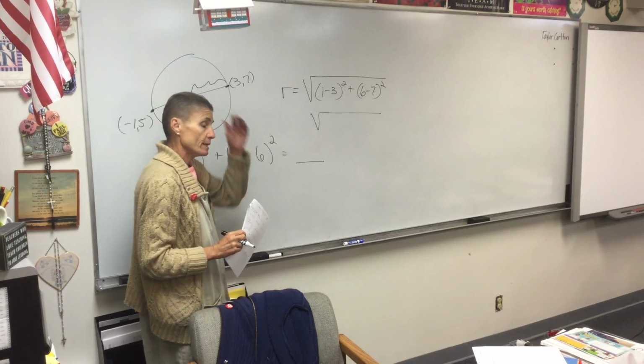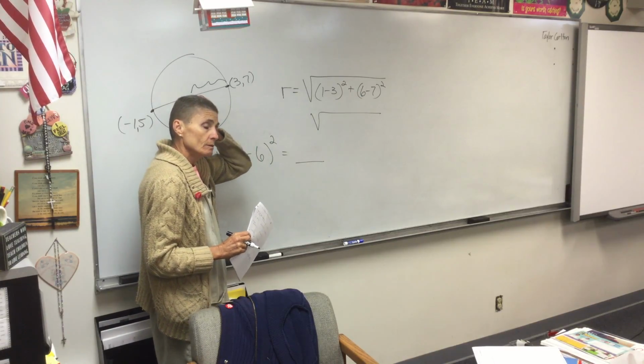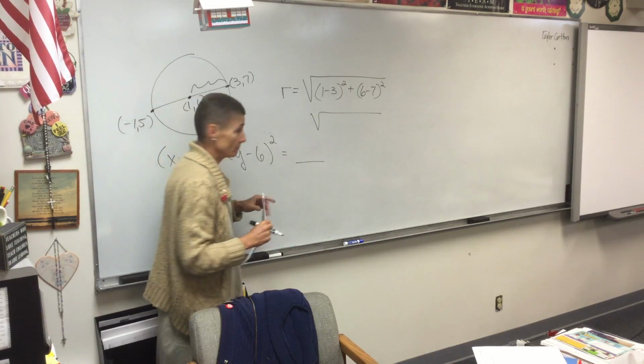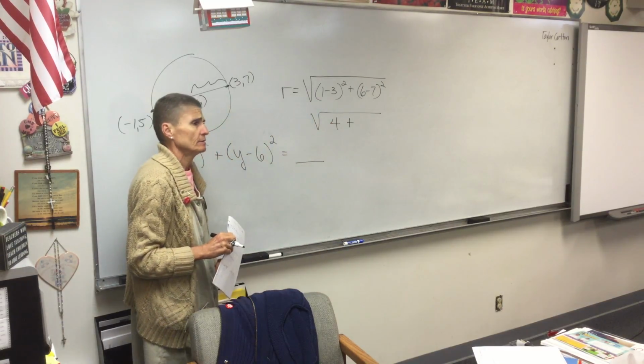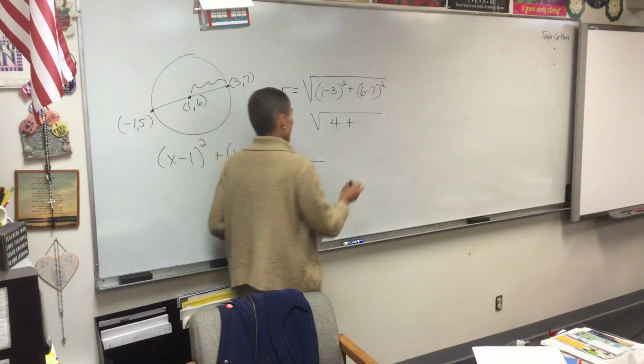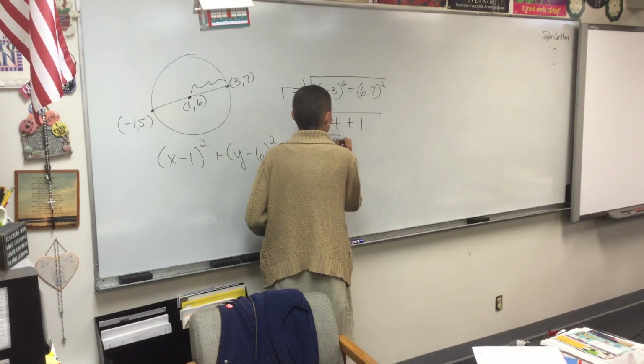One minus 3. -2 squared, 4. 6 minus 7 squared, 1. Did you get root 5 as your radius?